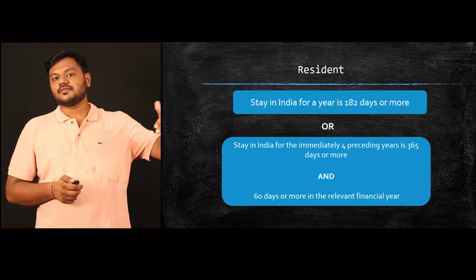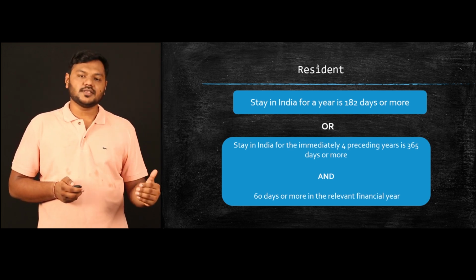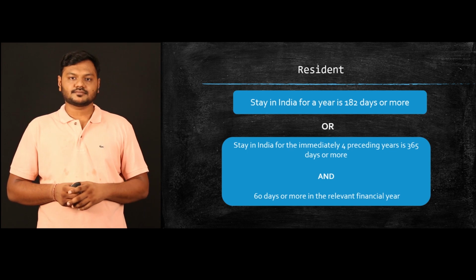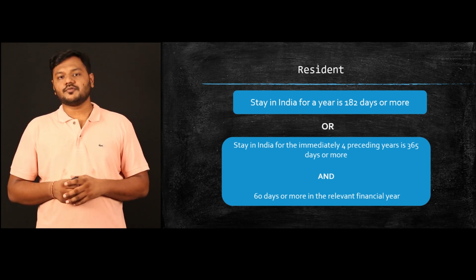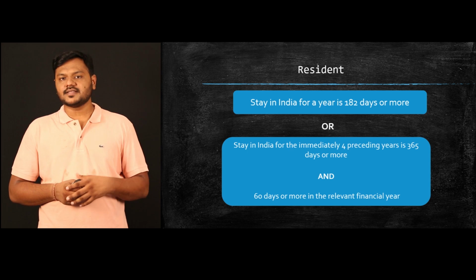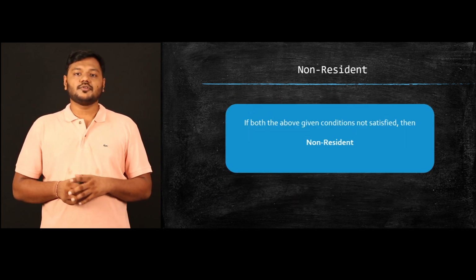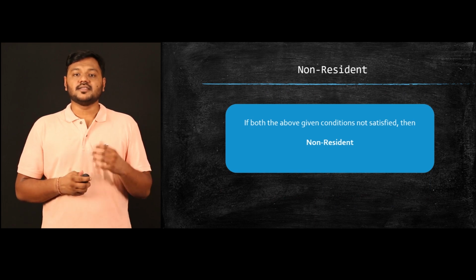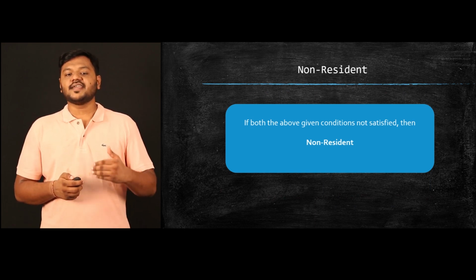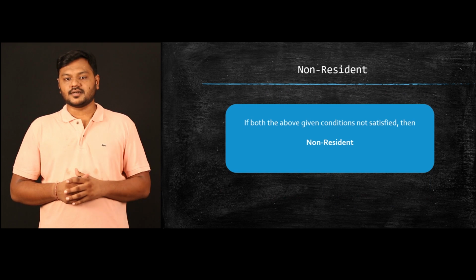First, 182 days. If you are not able to fulfill that, you need to fulfill these two conditions simultaneously. Now, if you are able to fulfill any one of these conditions, you will be considered as a resident. But let's say you are not able to fulfill any of these conditions.